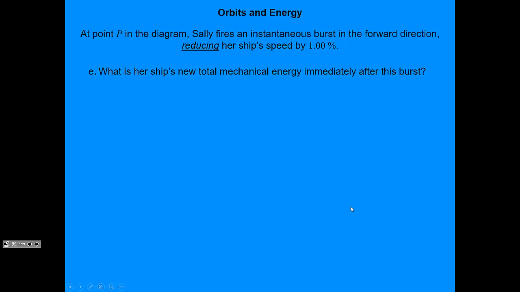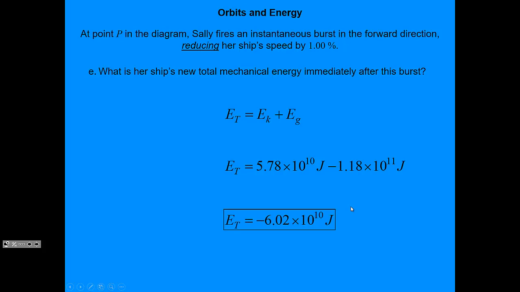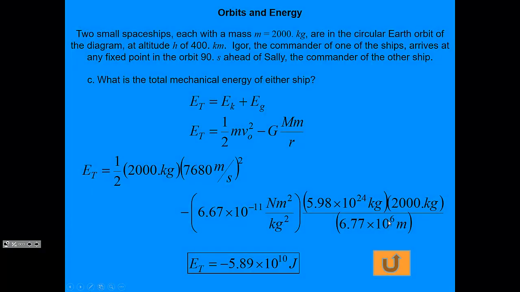What's her new mechanical energy, total mechanical energy? Well, add those together, and you get negative 6.02 times 10 to the 10th joules. Now, let's compare that to her original mechanical energy before she slowed down. Okay? So negative 6.02 times 10 to the 10th now. Before she slowed down, negative 5.89 times 10 to the 10th.